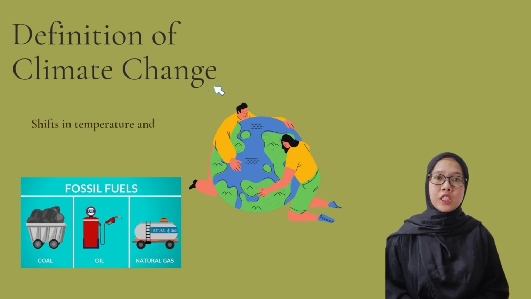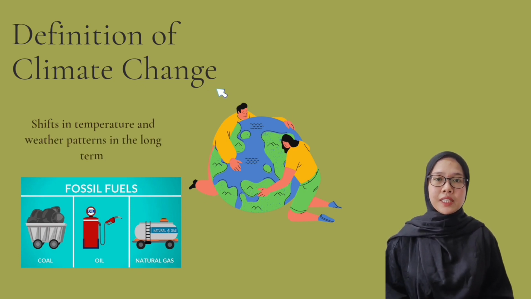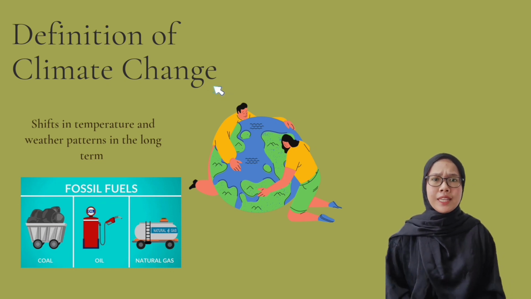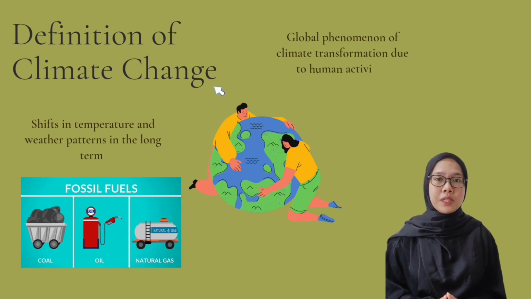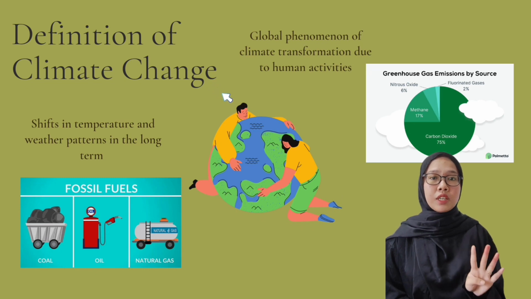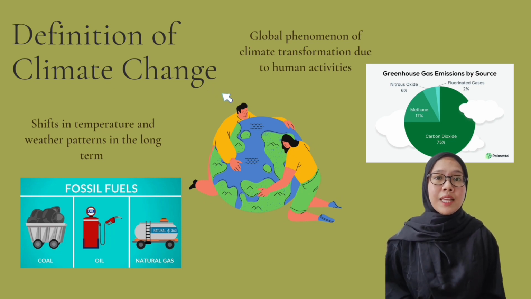Now, I will continue with the definition of climate change. According to the United Nations, climate change refers to the shift in temperature and weather patterns in the long term that are caused by burning fossil fuels like coal, gas, and oil. It is a global phenomenon of climate transformation due to human activities. These activities generate 4 key greenhouse gas emissions, such as carbon dioxide, nitrous oxide, chlorofluorocarbon, and methane.